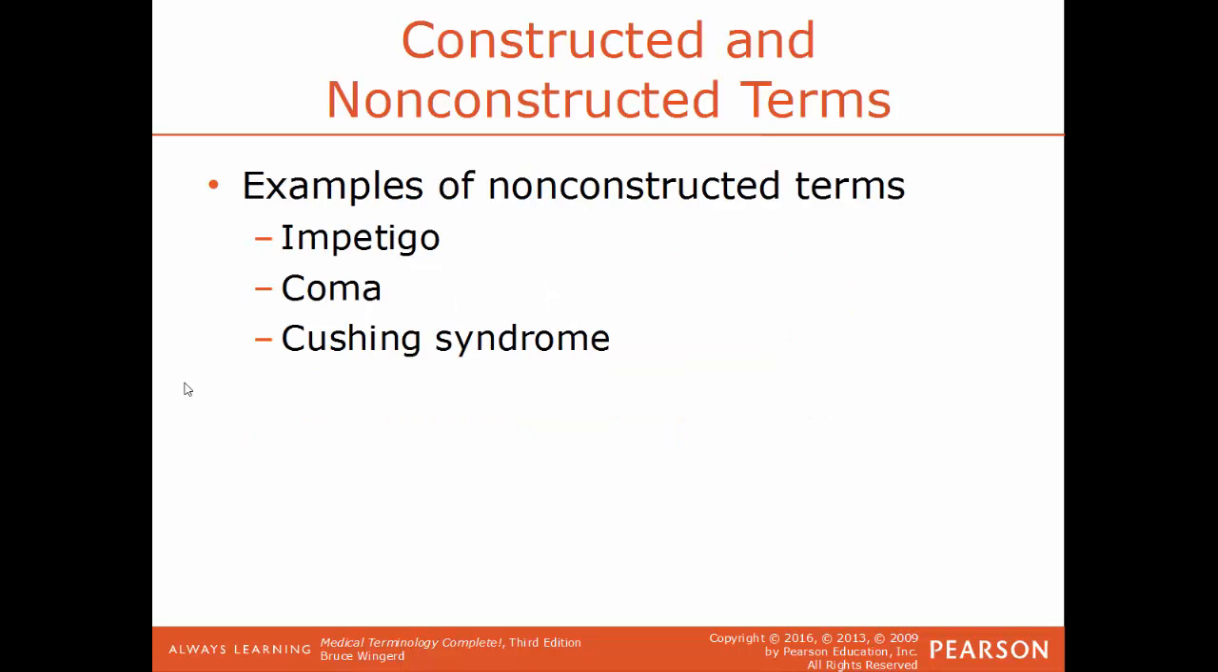Some common examples of non-constructed terms. Impetigo, which is a skin disease. There's no way to break that down. There is no root word here. There is no suffix or prefix here. It's just that word, impetigo. You just have to know what that term references. Coma, or a comatose state. Cushing syndrome, that's named after a researcher who discovered and first described this collection of symptoms. So these are all examples among countless others that are non-constructed terms. You just have to know what they mean.